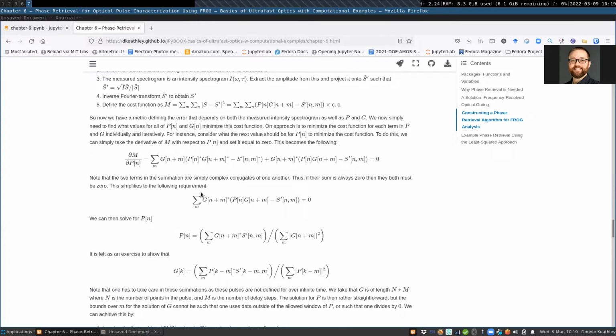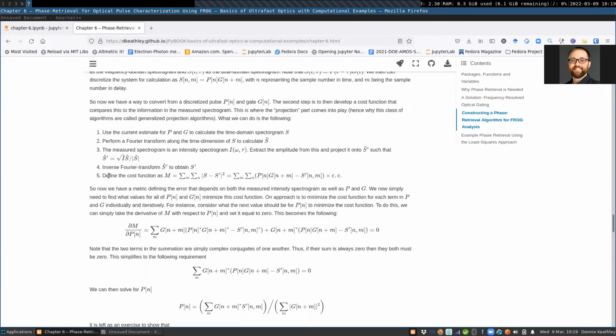I would encourage you to sit and slowly think about that with this lesson, but that really is the crux of it. We basically do this projection step to find our new error function, and then we take derivatives with respect to each of these P of N's and G of N's, set them all to 0, and then come back with that updated guess and do it again, and again, and again, okay?